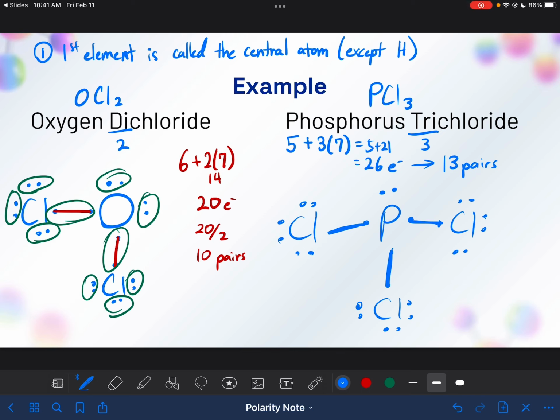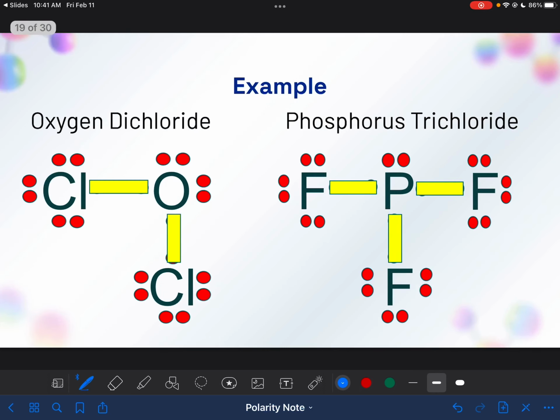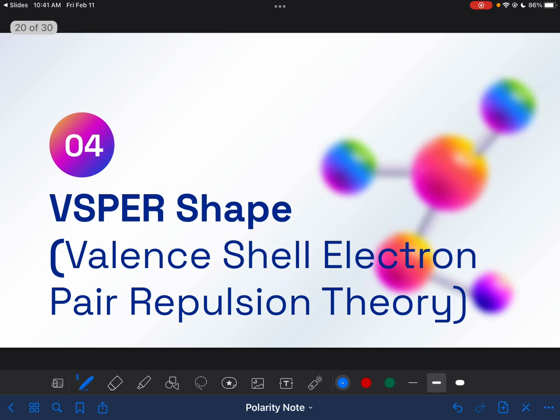Okay, so if you guys have any questions, feel free to ask me during class or send me an email and I'll try to explain it to you guys as simply as possible. So if I look at the answer key, that's what it looks like. Okay, so now let's go over the new material, another new material called VSEPR shape.